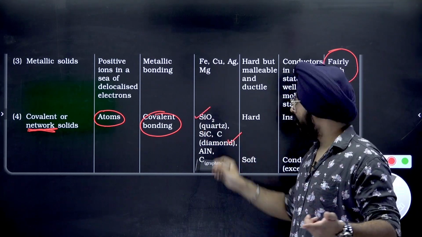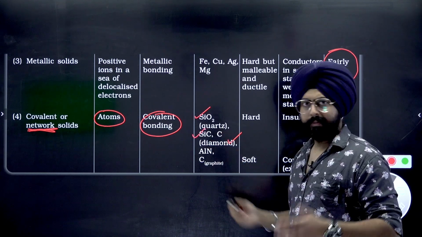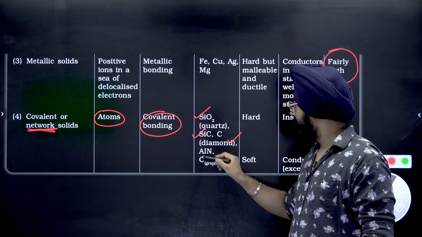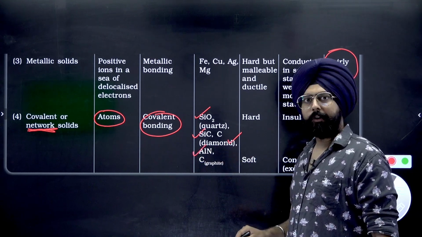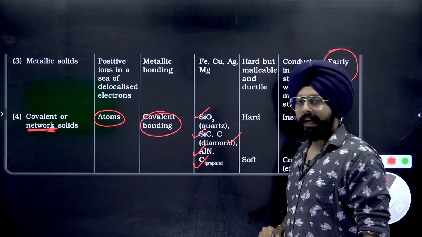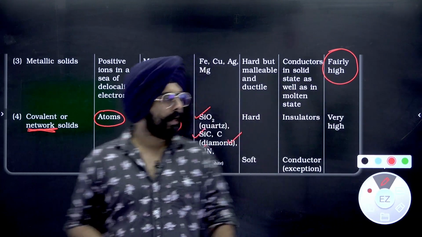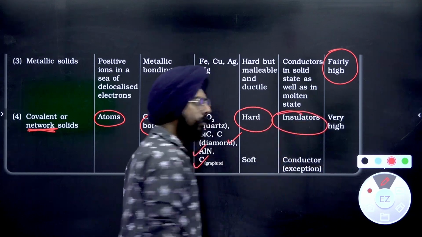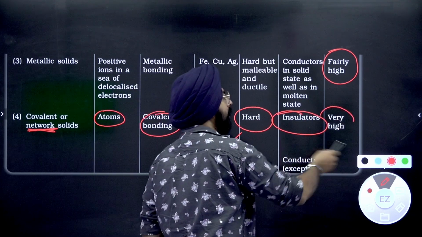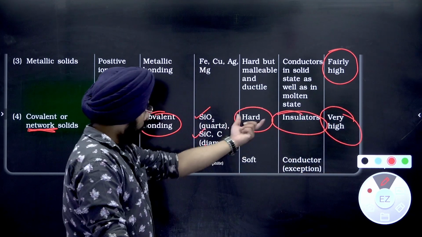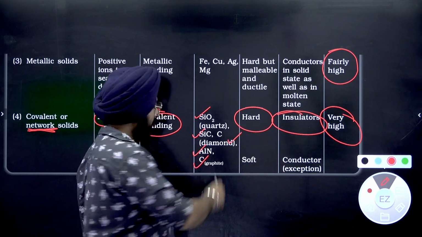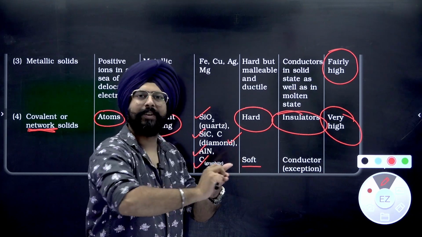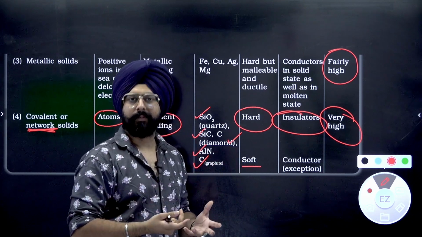SiO2, silica, SiC, which is called carborundum. I'll show you the name later. Aluminium with nitrogen, nitride. Graphite is an example. And my dear friends, they are hard, they are insulators, their melting points are very high. Only exception over here being graphite, because graphite is a little soft. Yeah, that's why you can write onto your notebooks with graphite.